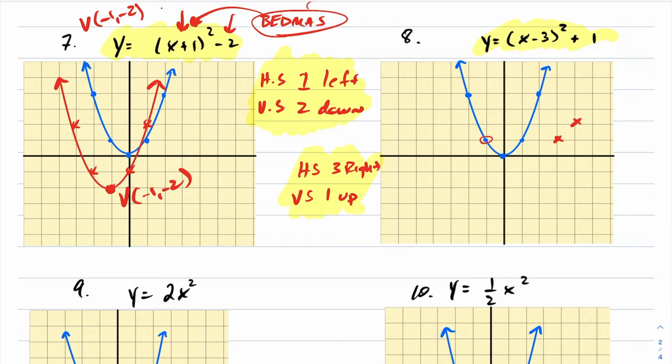So I'm going to transform this point now. So 1, 2, 3, 1 up. Let's move this point here. So it's going to go 1, 2, 3, 1 up. And lastly, 1, 2, 3, 1 up.